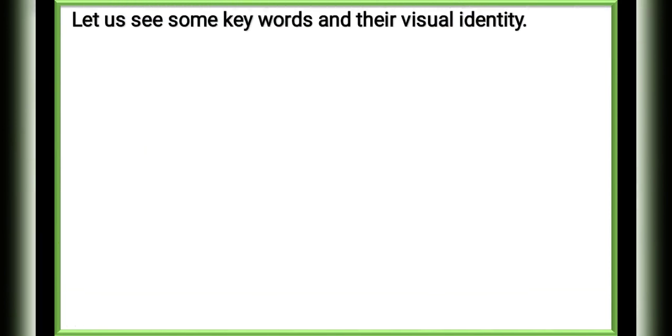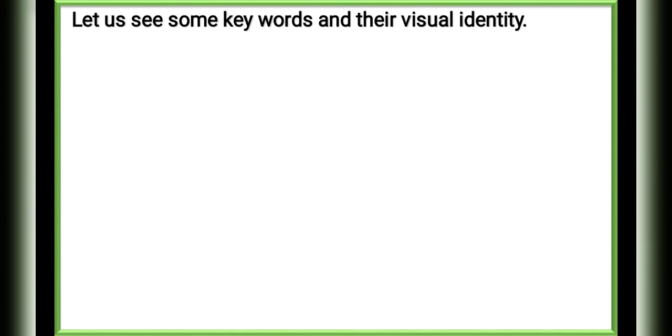First one. Read attentively. What is this? The line says, keywords and their visual identity. Sometimes we find words, but we cannot know what the picture would be, or what this word suggests, or what would be its visual identity.